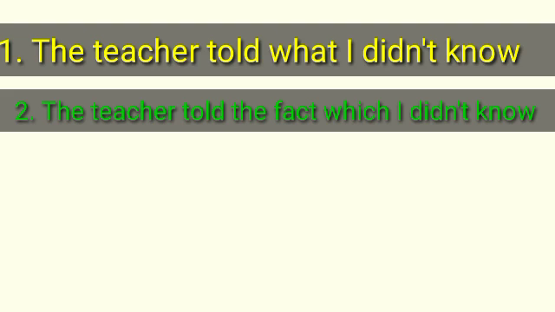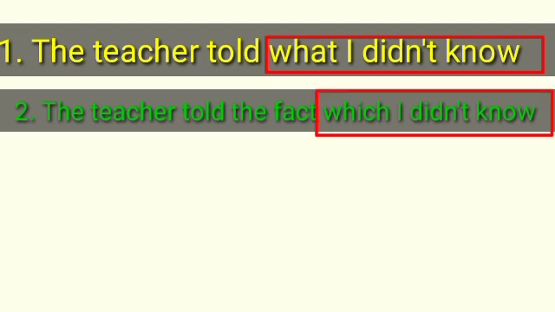Now, look at the first sentence. The teacher told what I didn't know. "What I didn't know" is the subordinate clause, and it is a nominal finite WH clause in the first sentence because it is independently functioning as a noun, in fact, as an object of the sentence. Now, look at the second sentence. The teacher told the fact which I didn't know. "Which I didn't know" is again a subordinate clause, but it is a relative clause because it is related to the noun fact. As it post-modifies the noun fact, it becomes a relative clause.